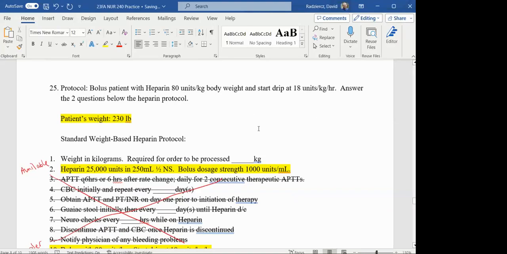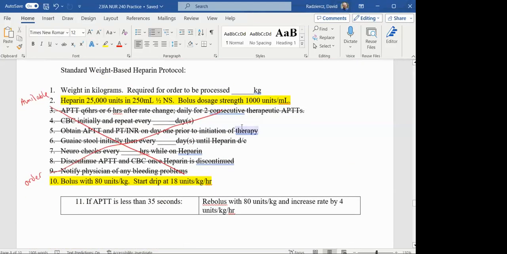All right, so I changed up the question here a little bit, just so if you're seeing this and you're like, oh, why is that changed? So the heparin protocol is going to be asked basically the same way. The only thing that can really change is the patient's weight, right? So for this example, I changed the patient's weight to 230 pounds.